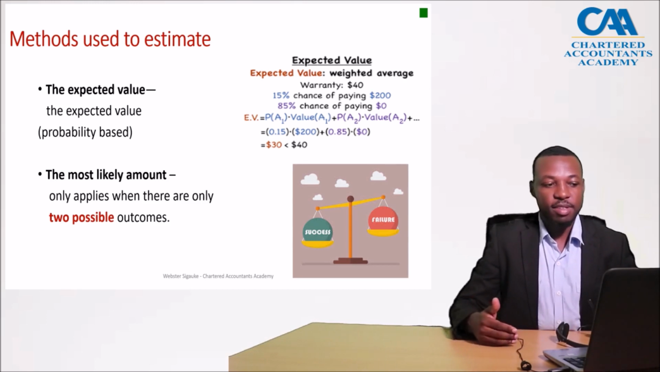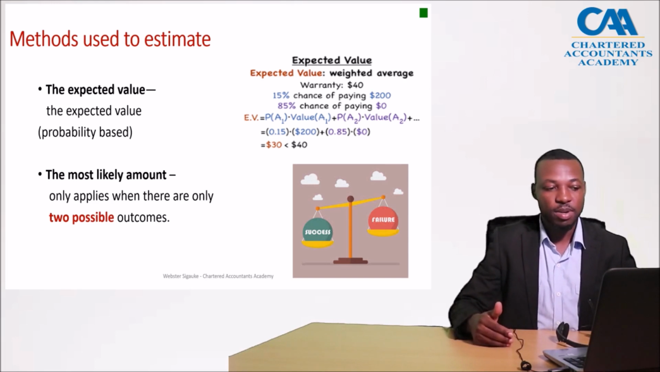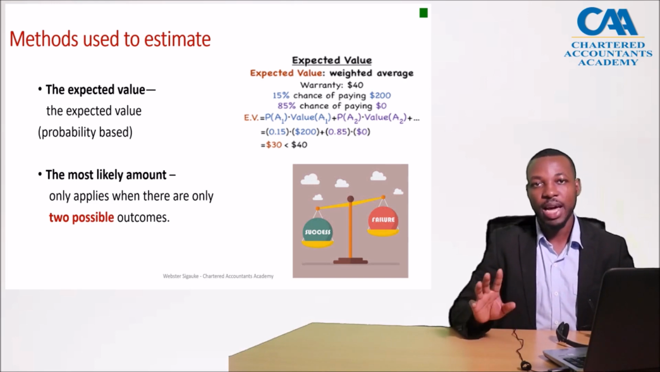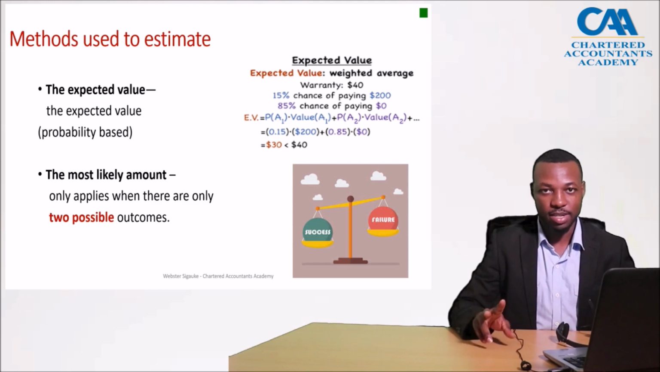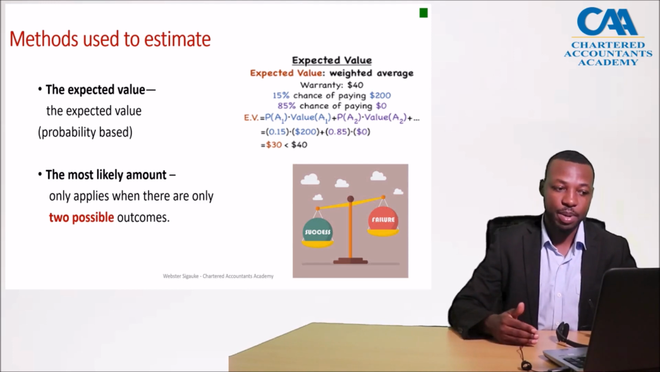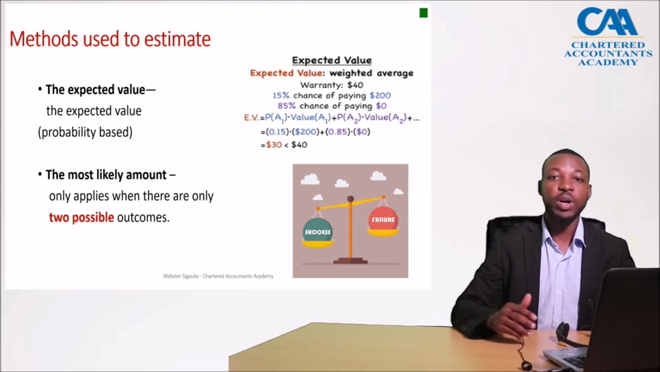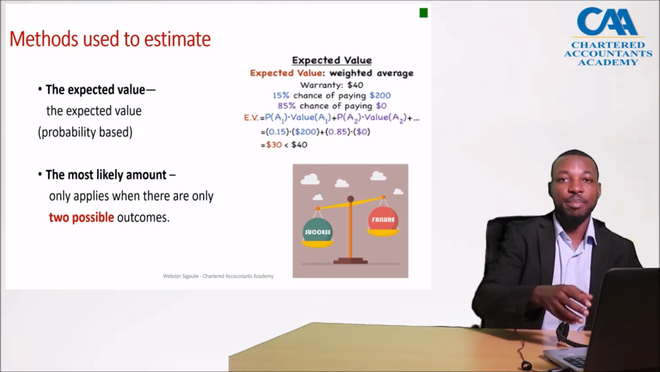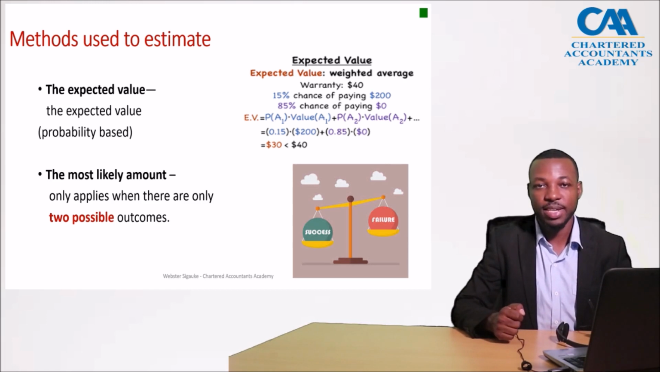The second method is the most likely amount. Most likely amount usually applies when you've got only two possibilities, that is, it will either happen or it will not happen. So most likely is which one is most likely to happen. That's the one that you then take.